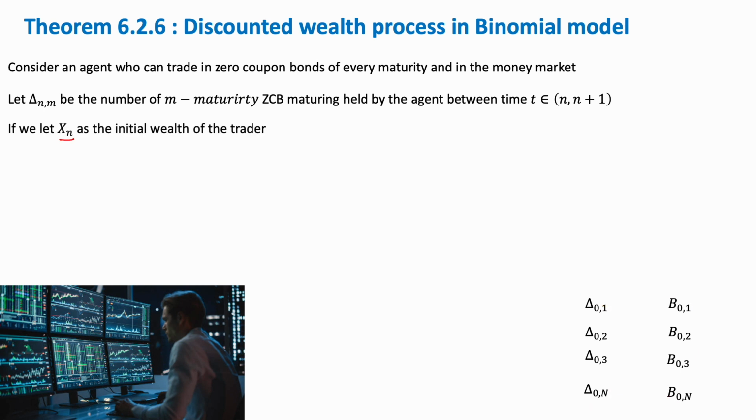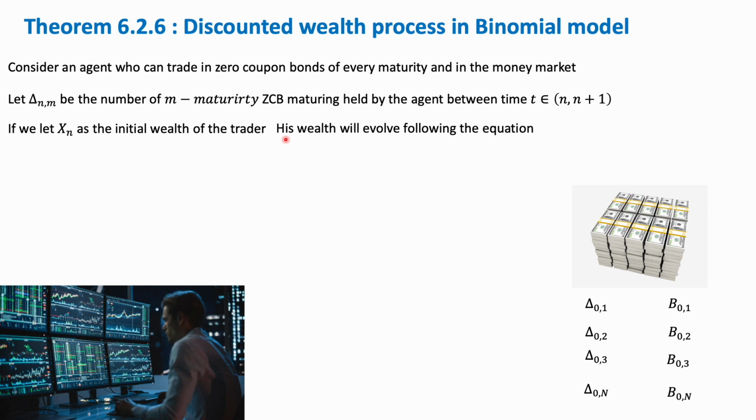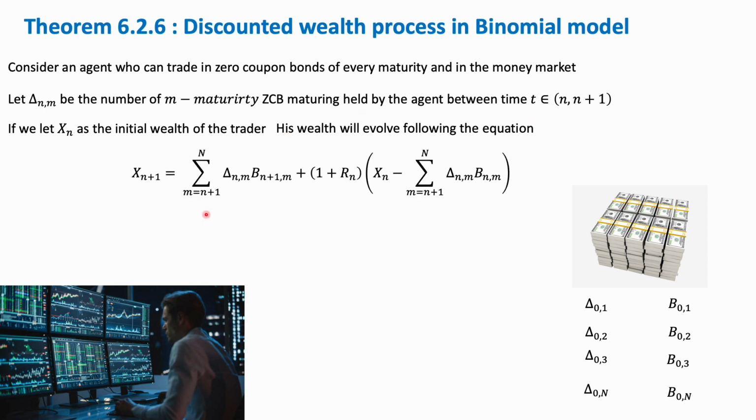And we can define Xn, the initial wealth of the trader. So this guy has in his bank account at the beginning this amount of cash, and from this amount of cash, that's what he's going to use essentially to trade and try to make money, make a living for himself. And then naturally, if you want to think about his wealth, his wealth evolves following this equation here. This equation might look a little bit strange, but it's actually very easy to understand.